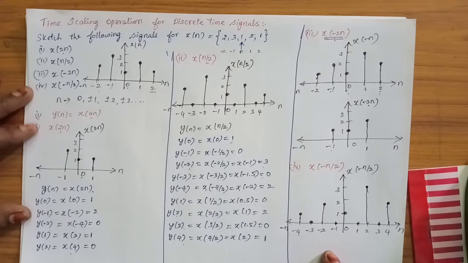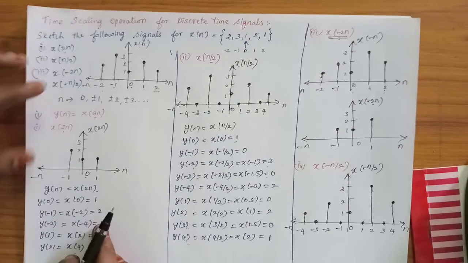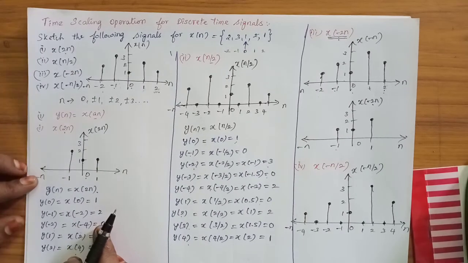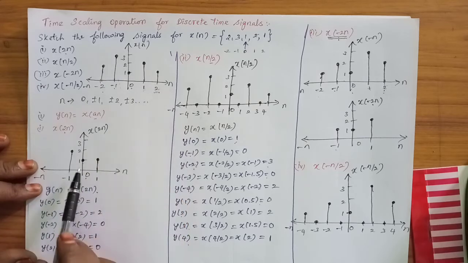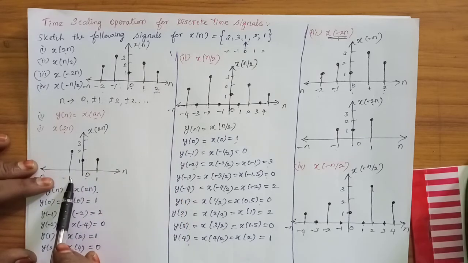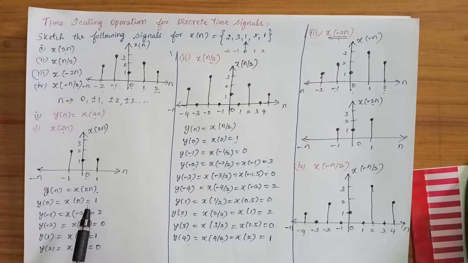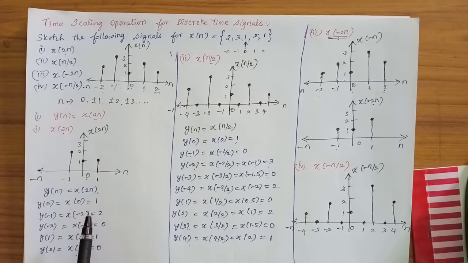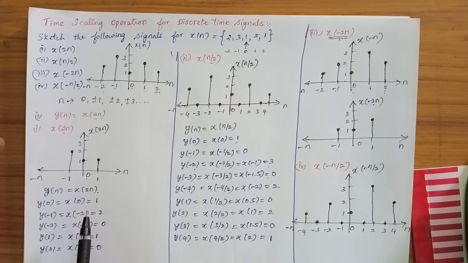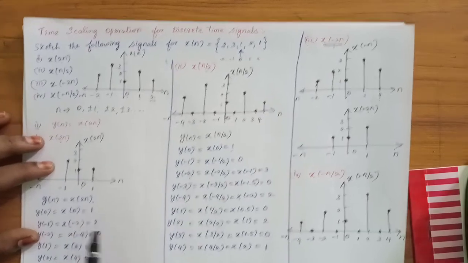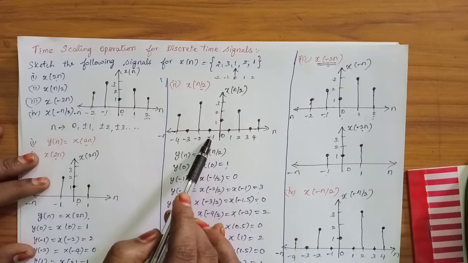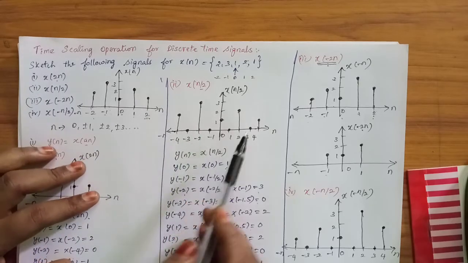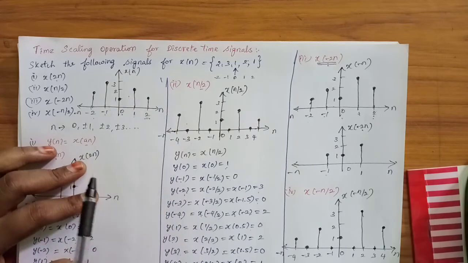One more thing: if you compare x of n and x of 2n, the number of samples gets reduced. In x of n, we have 5 samples. In x of 2n there are only 3 samples. So the number of samples gets reduced when the value is greater than 1, and the number of samples gets increased when the value is less than 1. You can understand that if you compare x of n and x of n by 2.